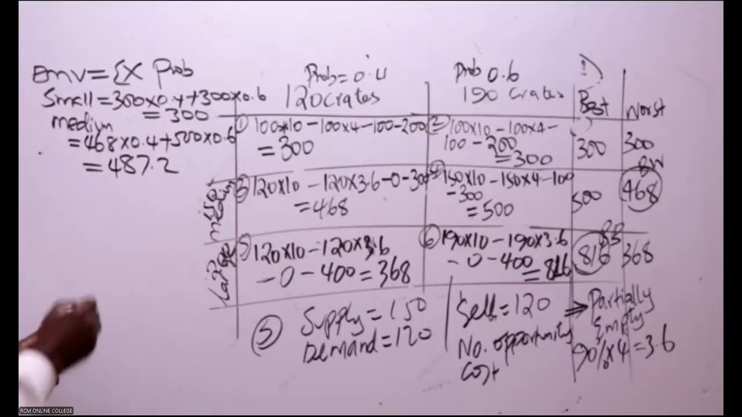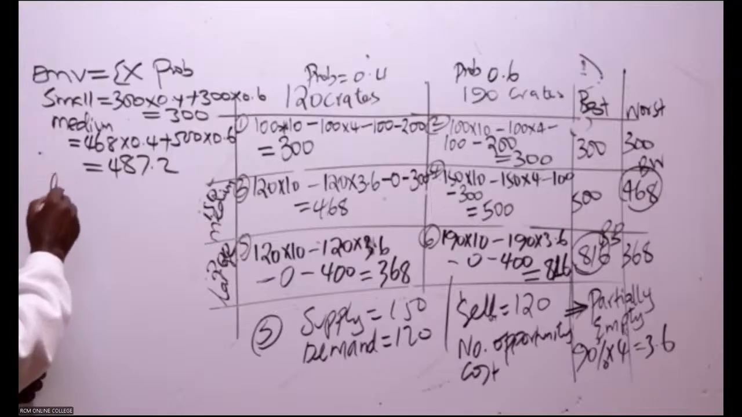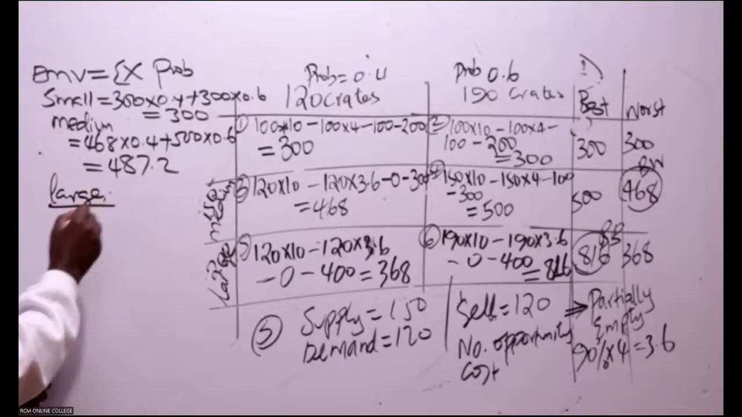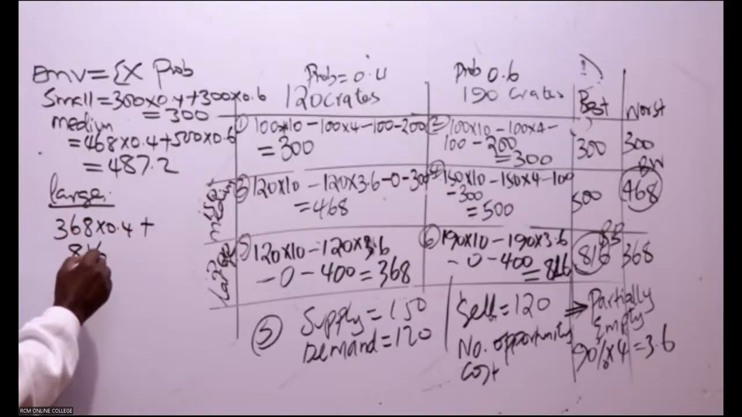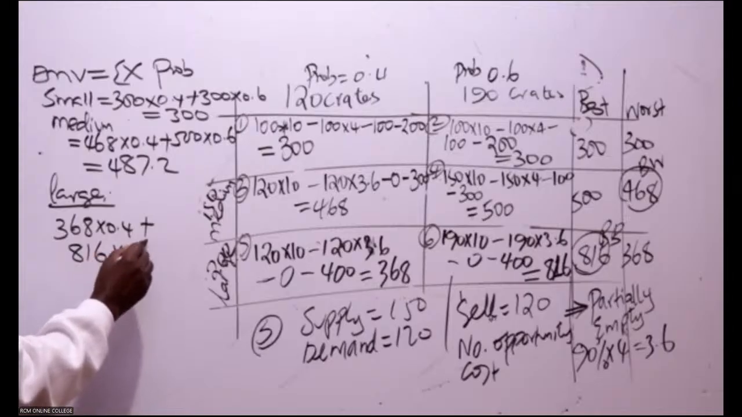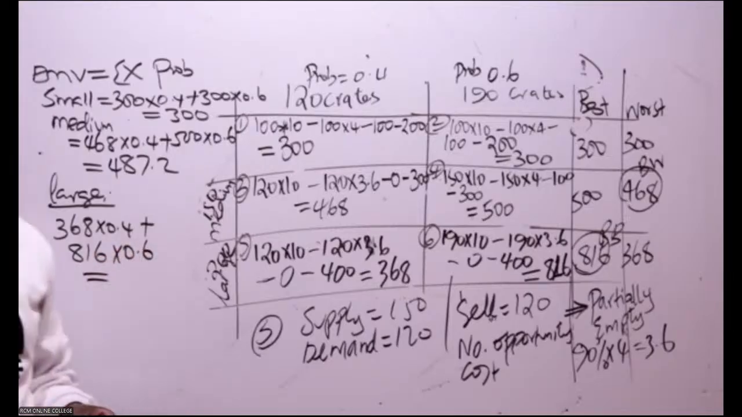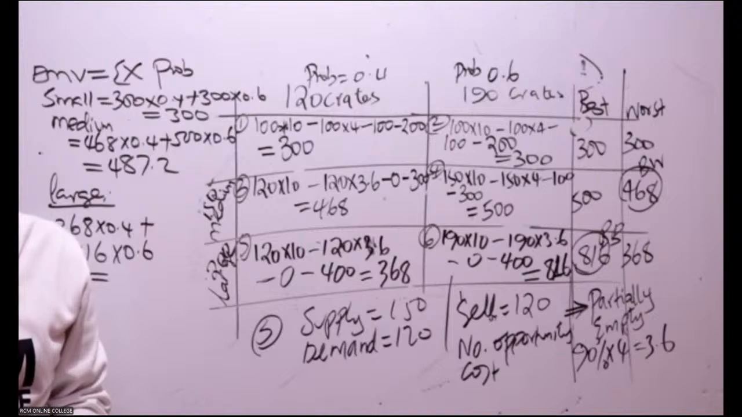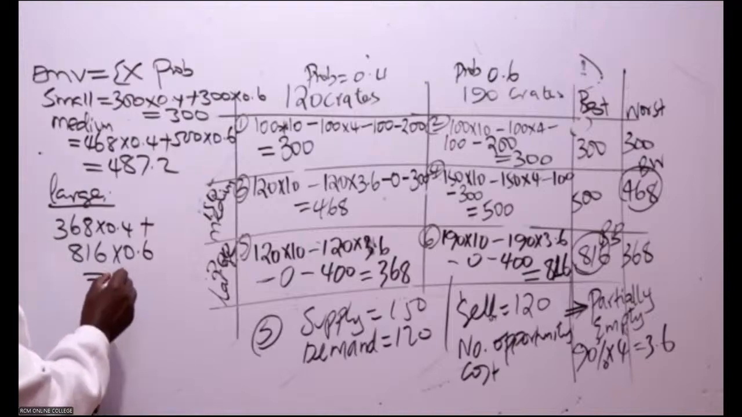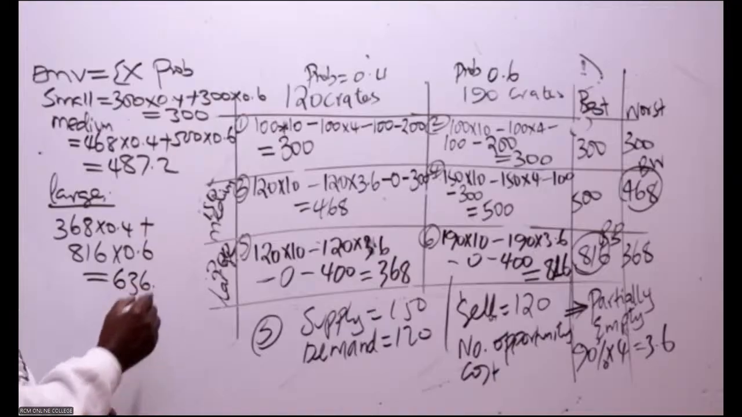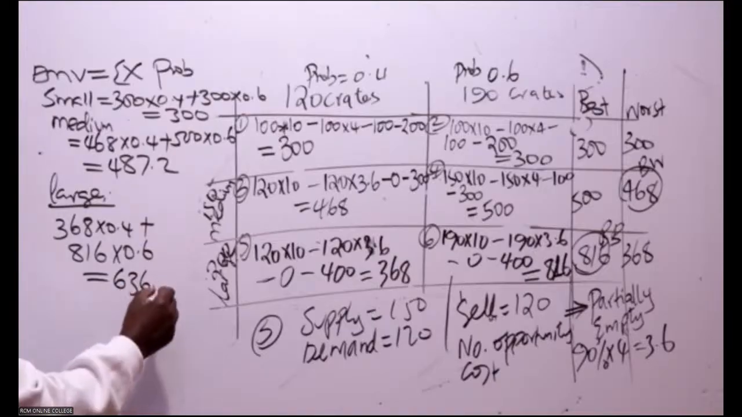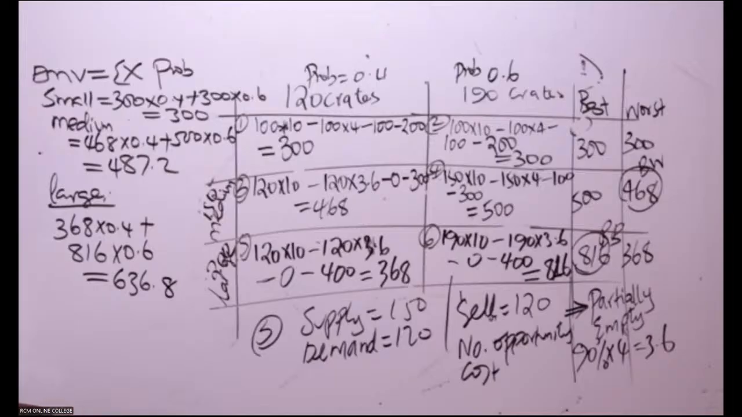Thank you so much. Then we have large. For large, what do we have here? 368 times 0.4 plus 816 times 0.6, which will end up giving us what figure? 636.8. Thank you so much.